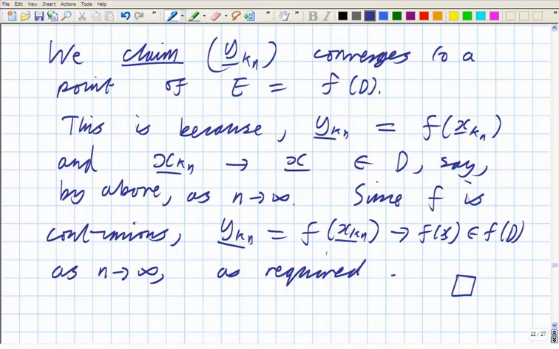And we've finished. So let me summarize what we did. We wanted to prove something happened for every sequence in the image, E equals f of D. So we took a typical one. We took a prototype. We said, let y_m be a sequence in the image. We used the fact that it was in the image to say that means there's some sequence in the original set whose images gave you that sequence.